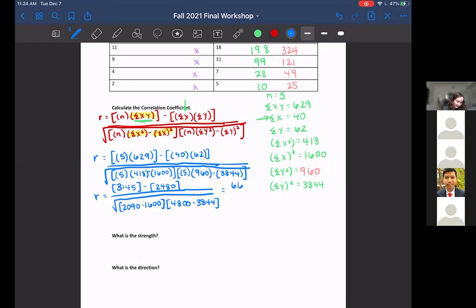665. Perfect, thank you. Okay, and then what is 2090 minus 1600? 490. Good, 490. Oops, 490 times, and what's 4800 minus 3844? 956. Perfect, 956. Okay. So 665 divided by the square root of, so what is 490 times 956?